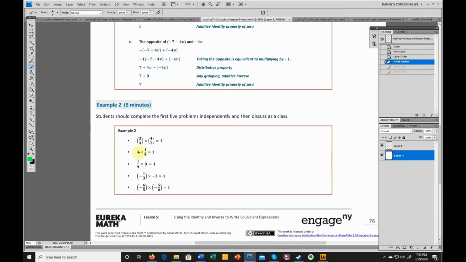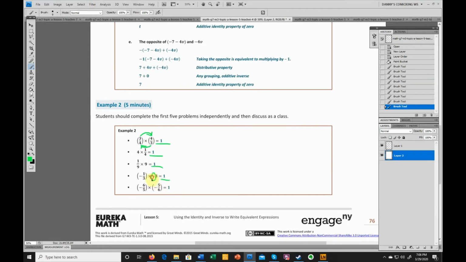Okay, example 2. So we're looking at the problem here and we see something. 3/4 times 4/3 equals 1. Notice that they are reversed. 4 times 1/4 equals 1. 1/4 is the opposite of 4. 1/9 is the opposite of 9, and it equals 1. Minus 1/3 times minus 3 equals 1.